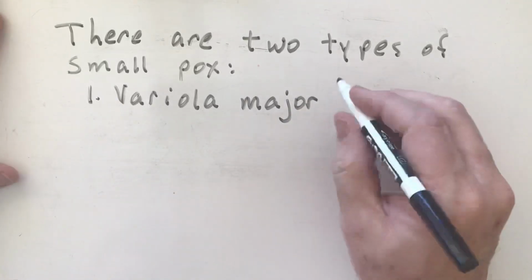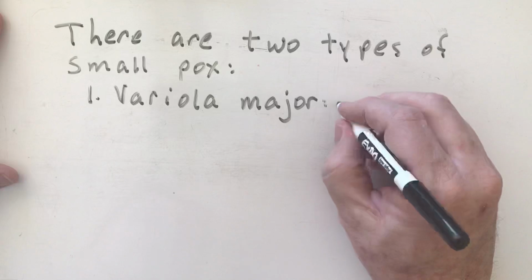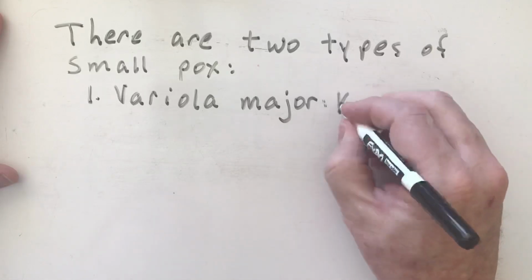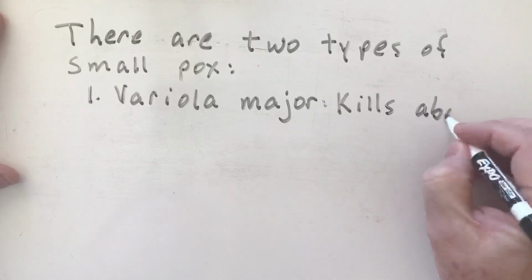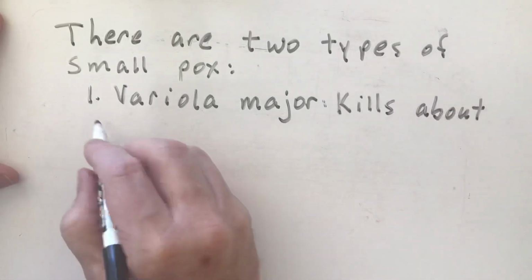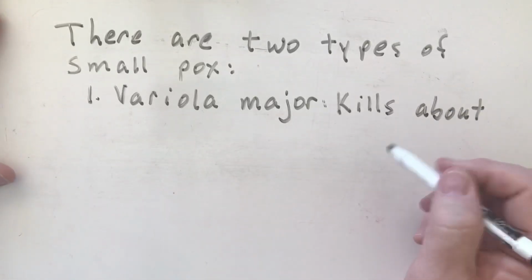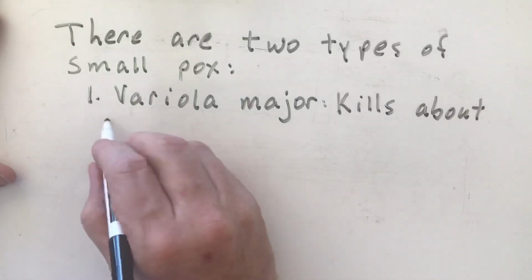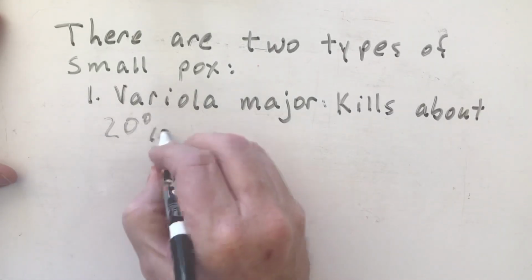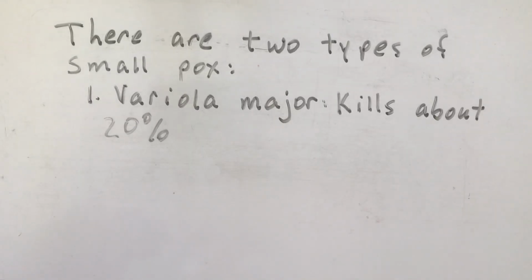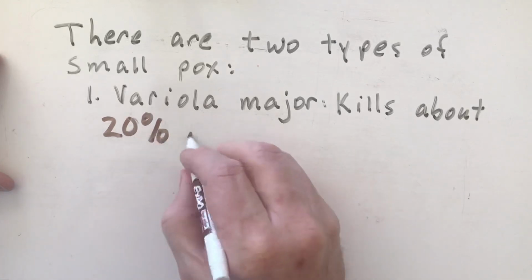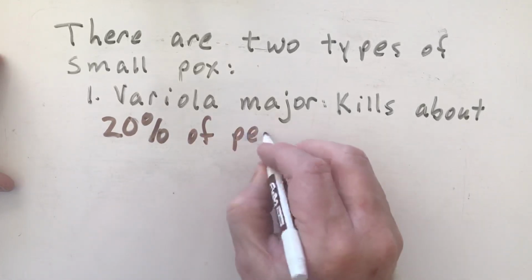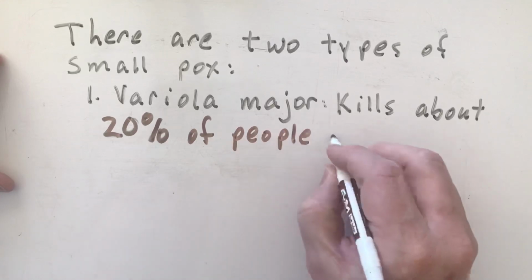Okay. And this one killed about 20% of the people who got it. I should actually say killed because, like I said, we don't have smallpox anymore. Killed about 20%. And I'm going to switch markers here, so I hope you don't mind. It killed about 20% of people who got it.